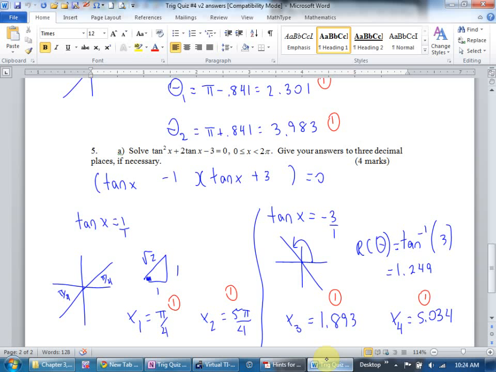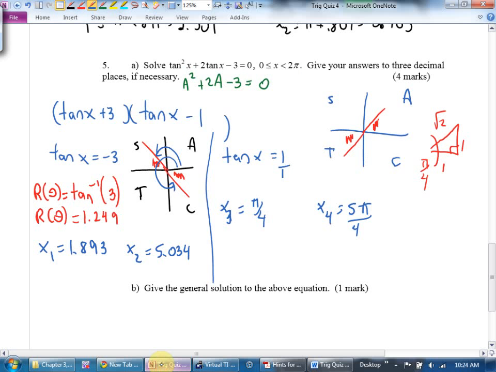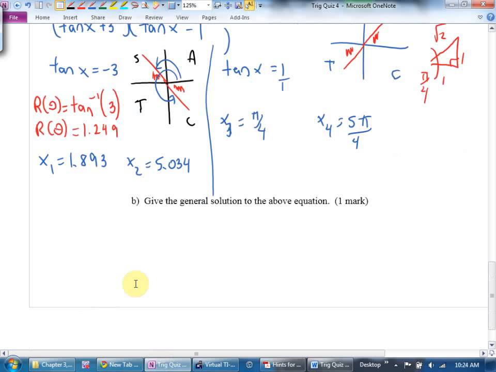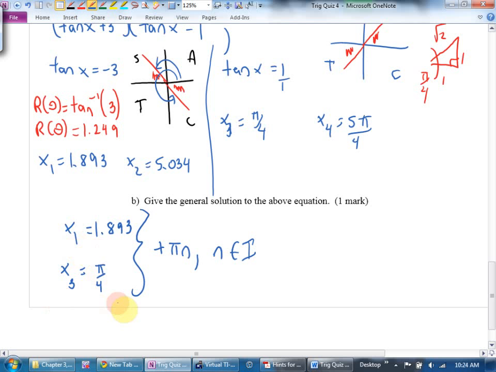And the last question, the general solution. What's the period? Pi. X1 equals 1.893. X3 equals pi by 4 plus pi n, where n is an integer. Mr. Dueck, why didn't you write x2 or x4? Now, you could have put x2 right there, and you could have put x4 right there, and you'll get full marks. But as it turns out, if you add 3.14159 to this, guess what you get? That one. And if you add pi to this, guess what you get? That one. So you can write them, but they're redundant.